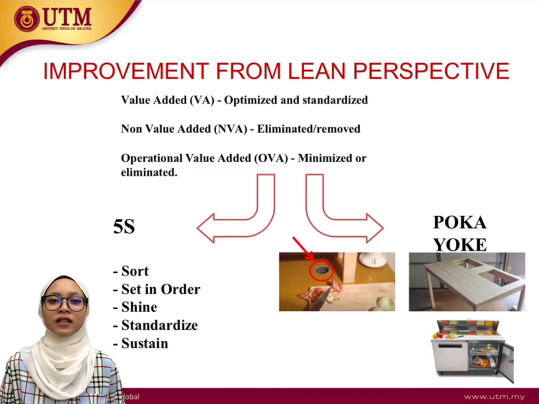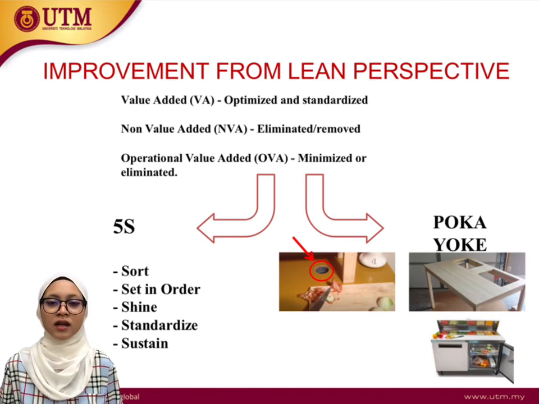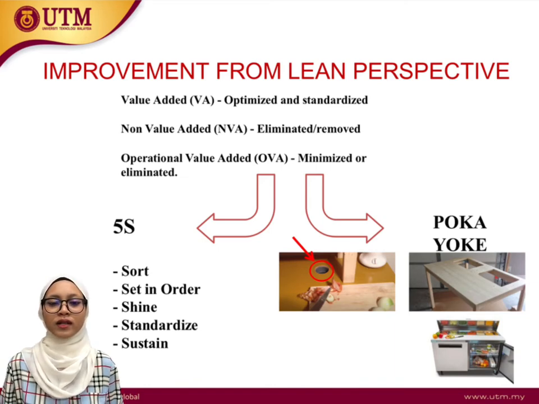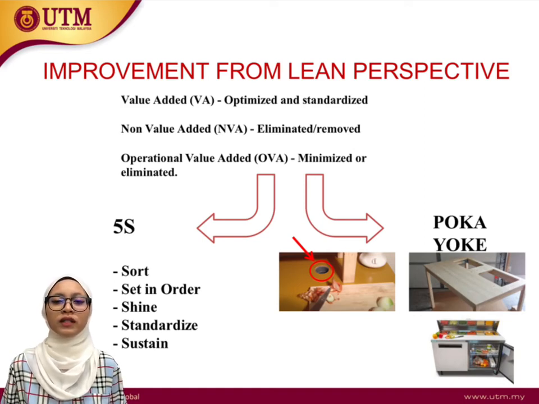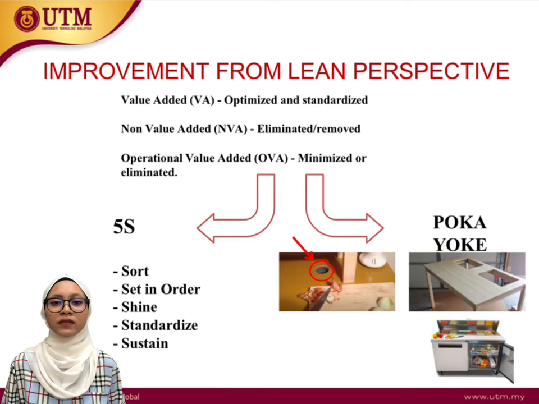Then, after completing a visualization of the time value, we can begin to eliminate areas of waste and improve the quality and speed of the work in this process. The improvement of Lean should be practiced using these 3 ways, which are optimize and standardize the value-added activities, eliminate or remove the non-value-added activities, and the last one, minimize or eliminate the operational value-added activities.